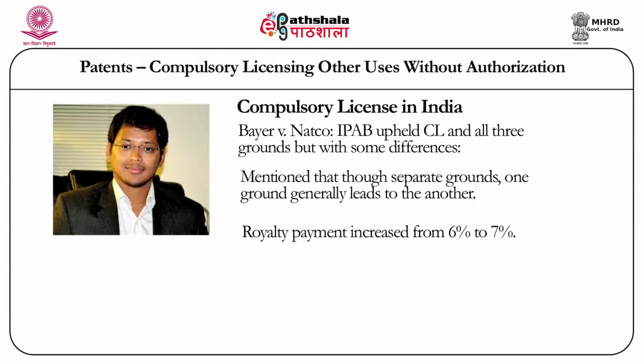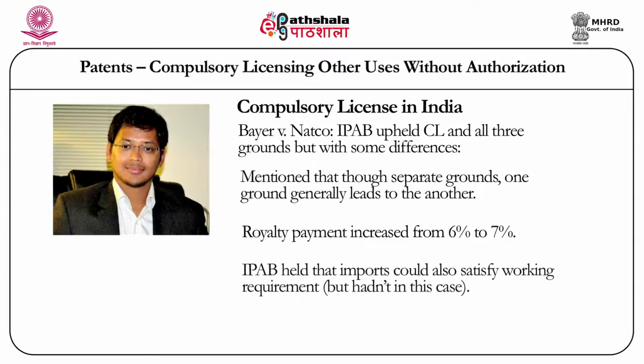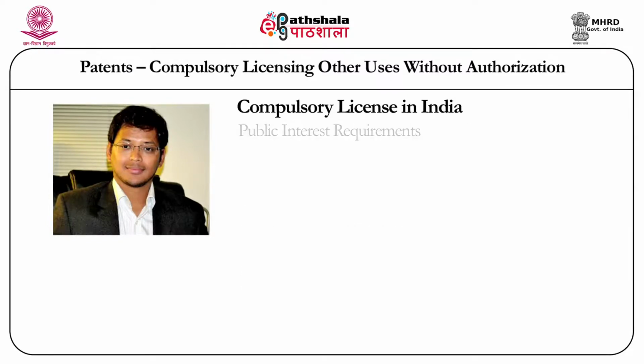The main point of differentiation between the IPO and the IPAB was whether worked in the territory of India could include imported products as well. The Patent Office held that mere imports could not amount to working, while the IPAB held that the working requirement doesn't necessarily exclude imports, and therefore mere imports could satisfy the working requirement, and that this needed to be decided on a case-to-case basis. With this, we end the abuse of patent type of compulsory license, and we move on to the public interest requirements based compulsory license.